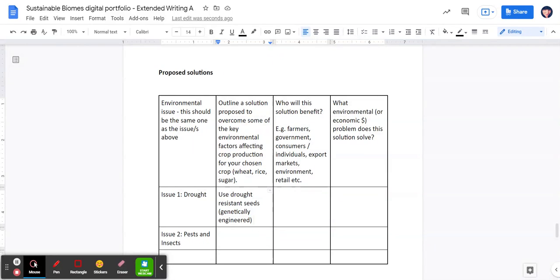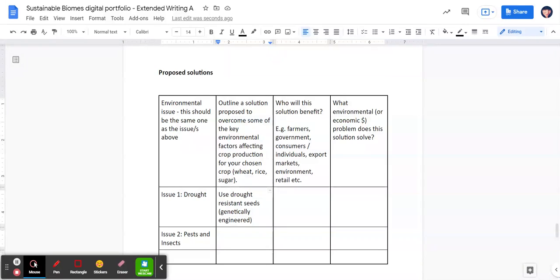And it benefits the retail markets and export chains as well because having that potentially greater quality but also greater quantity of crop can only be beneficial in supplying that crop down the road. So sugar is the base component for many different foods, and having a high quality yield is very important. What environmental or economic, which means money and other market considerations, problem does this solution solve?